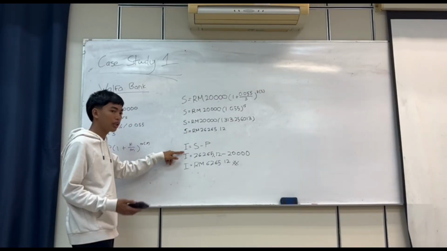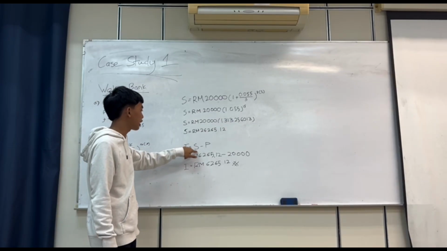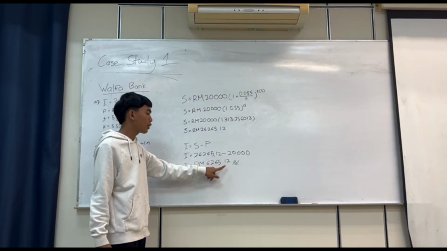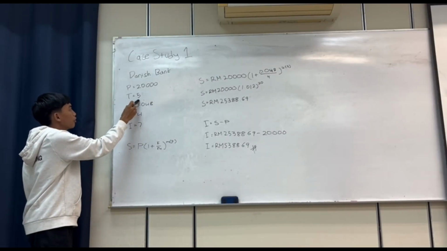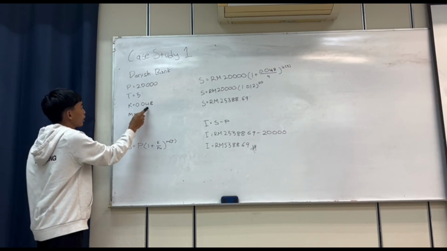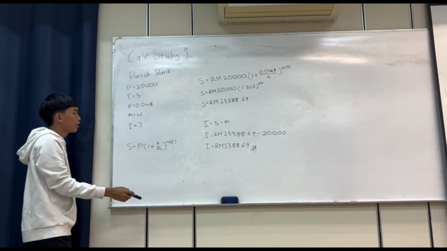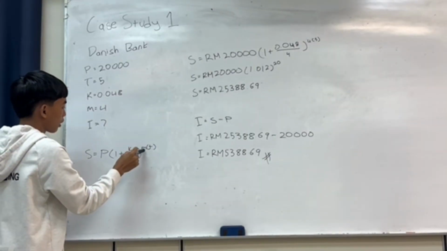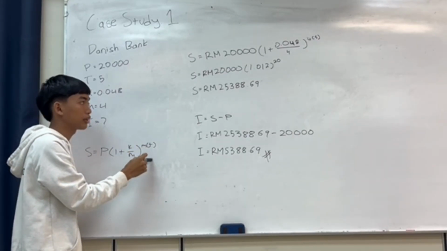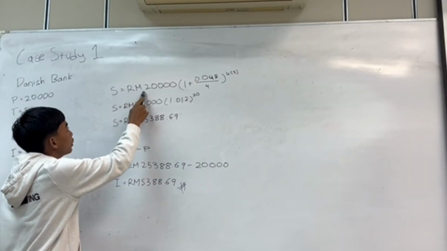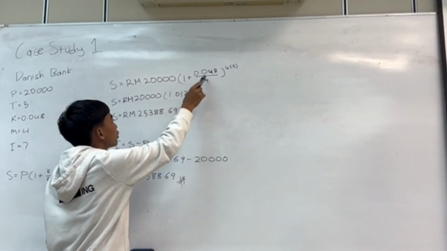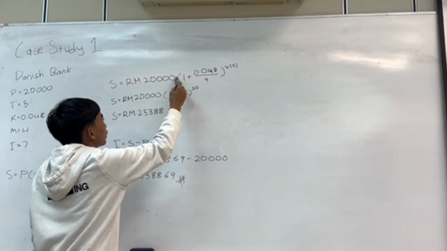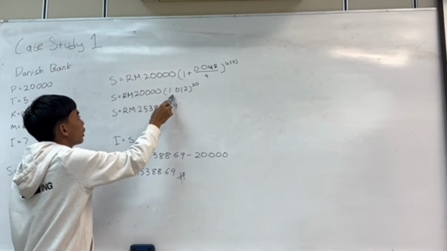If we want to find I, we use the formula I equals S minus P, and S is 6265.12. For the second bank, T equals 5, K equals 0.048, M equals 4. We find S equals P in bracket 1 plus K over M, power of M times T. S equals RM20,000 in bracket 1 plus 0.048 over 4, power of 4 times 5. After we calculate this, we get in bracket 1.12.